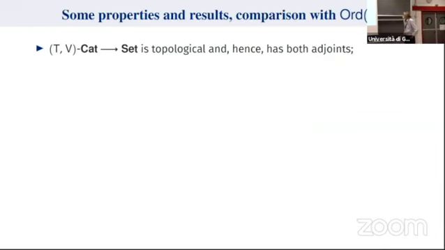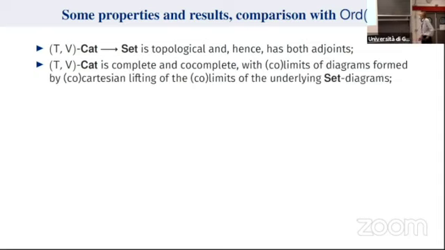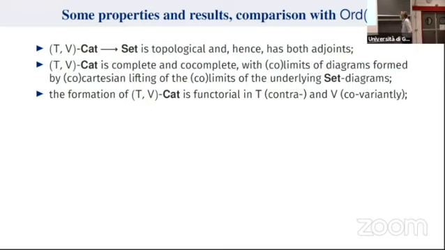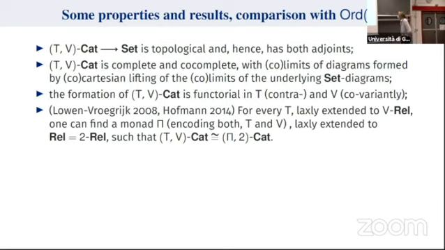So what can we say about properties? TVCat is a topological category over sets. It has both adjoints, and therefore it has all the wonderful properties that one expects. And important is that the formation of TVCat is functorial both in the monad and in the quantale, which makes for lots of canonical functors that you create in this way.